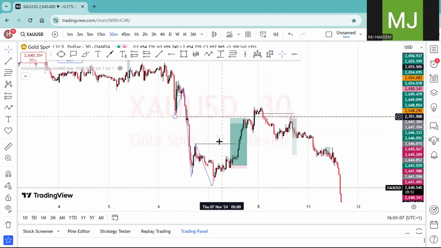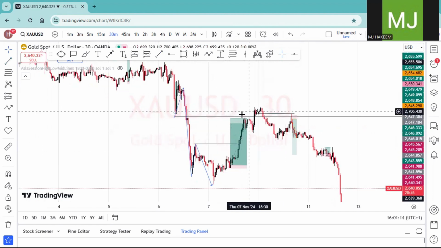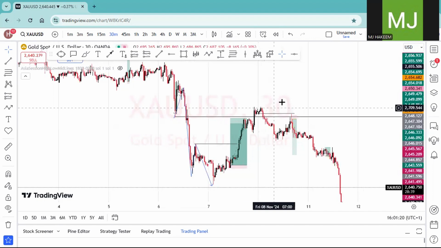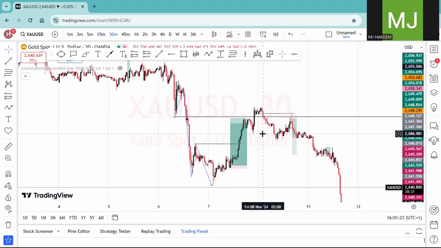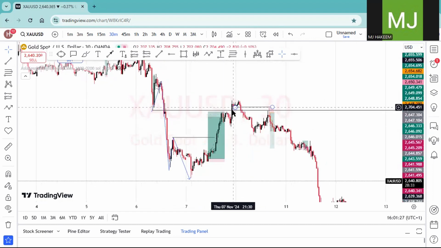Now, if you look at here, we have an inefficiency. From here to here is an inefficiency. So what we actually need to wait for is for the market to push all the way to fill those inefficiencies. Once the inefficiency has been filled up, what happens? We look for our entry criteria to take our trade. And boom, the market filled the inefficiency with this candle. You see, they pushed all the way up to fill the inefficiency.